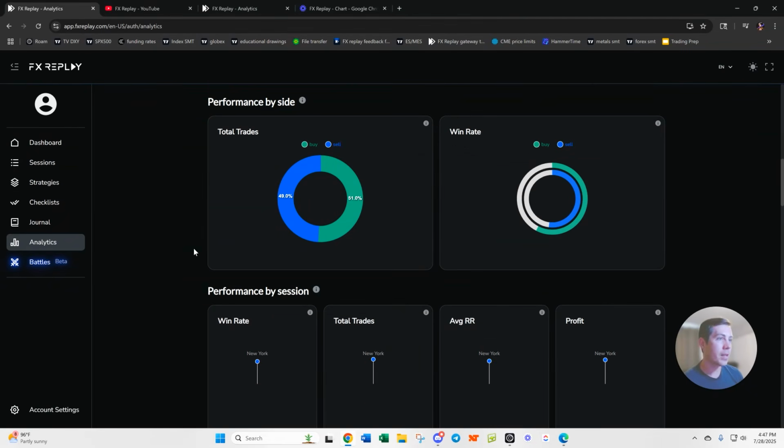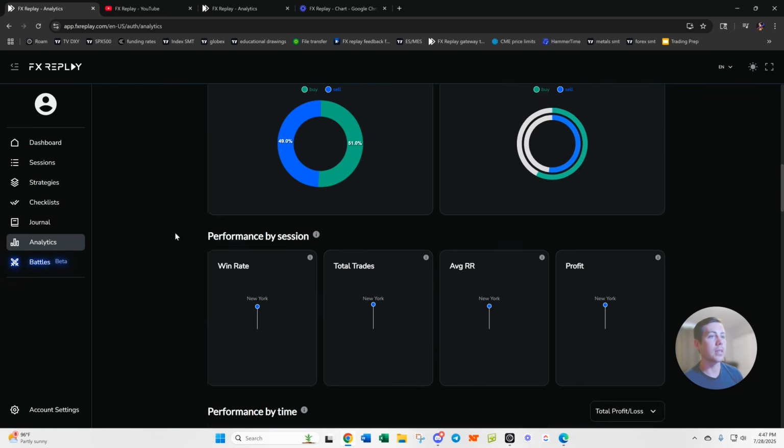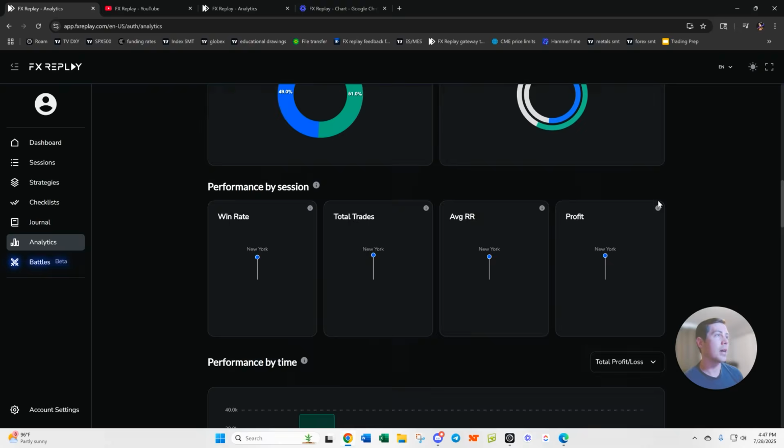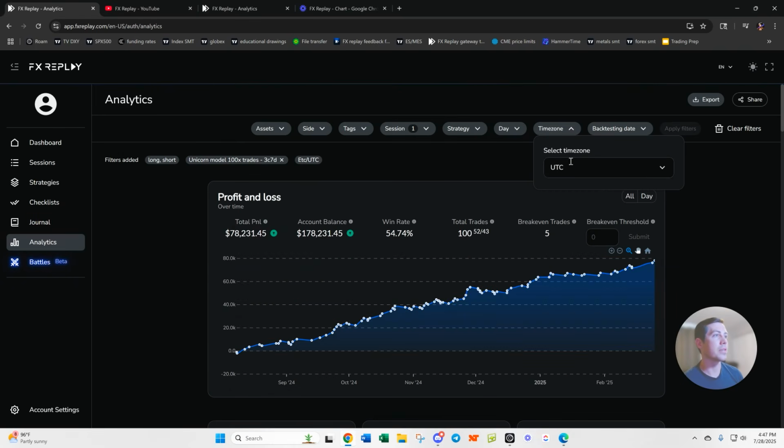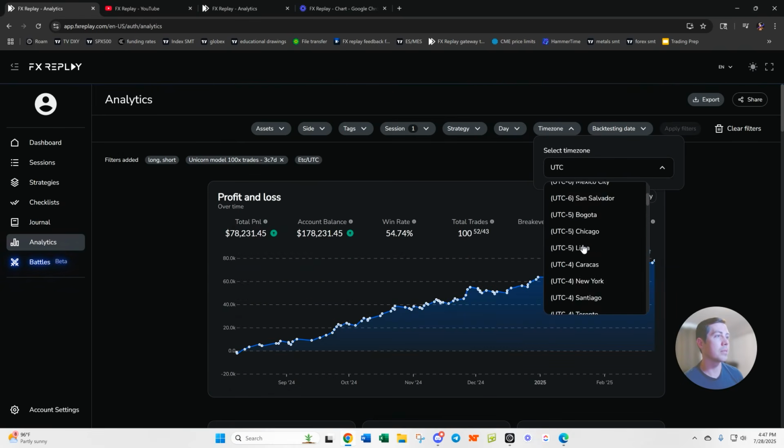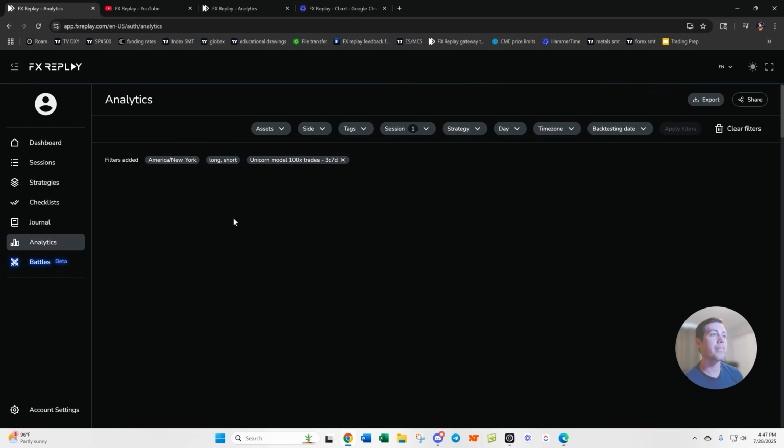And then looking through the rest of the analytics, pretty similar results between the buys and sells, slightly higher with buys versus sells, but nothing super material. I do want to look at the performance by time because I do think there are some insights from that. So let me put this on New York.